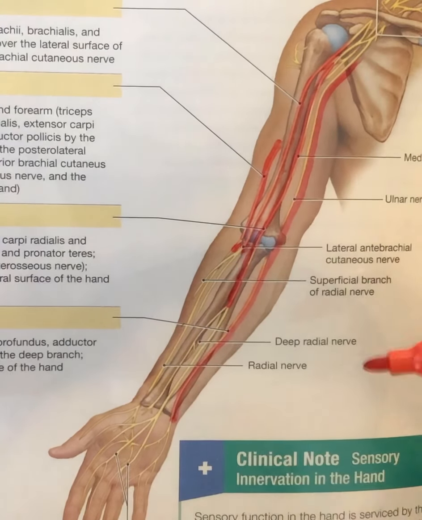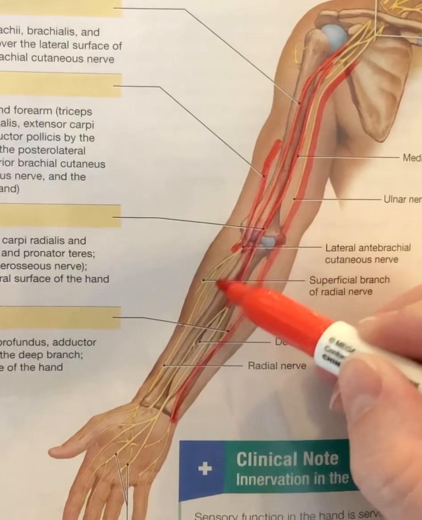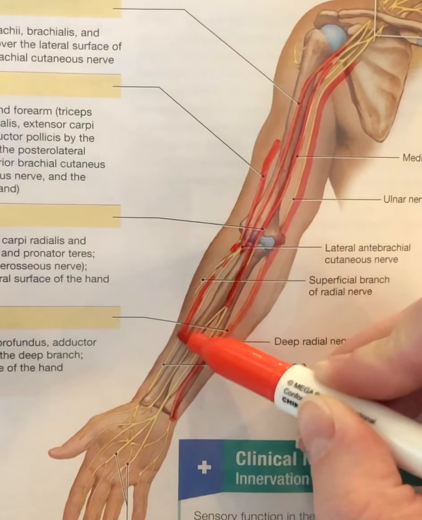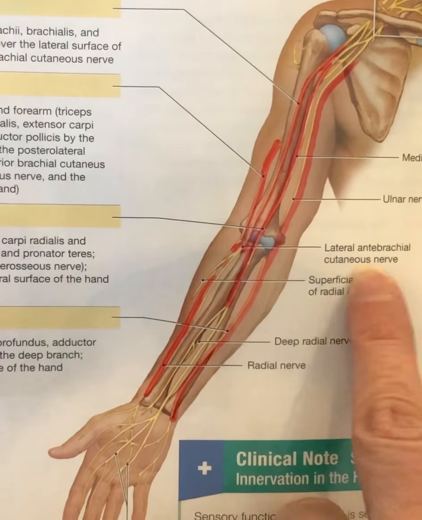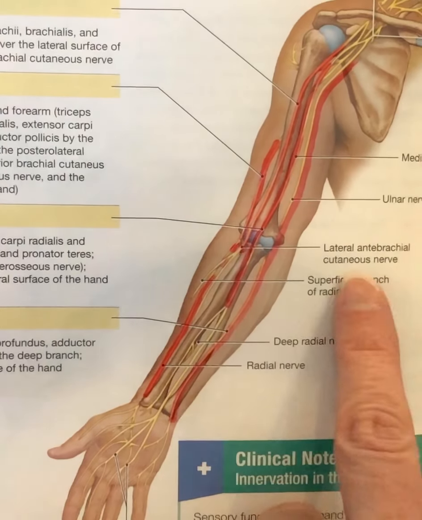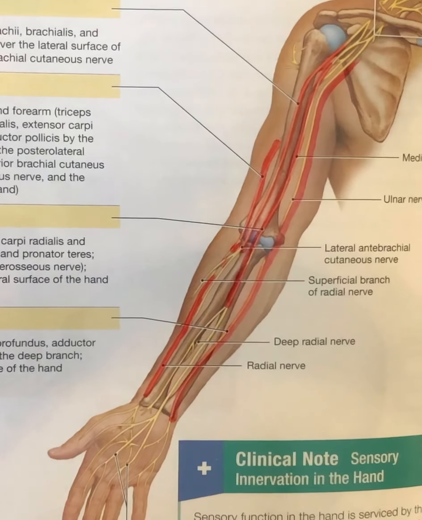All right, it's continuing down here. There we go. We're not going to go into the branches of some of these nerves, so we don't have to go to the lateral and superficial branches or the deep radial nerve. So if it's not on the list, you don't have to know it. All right, so those are the nerves of our brachial plexus.